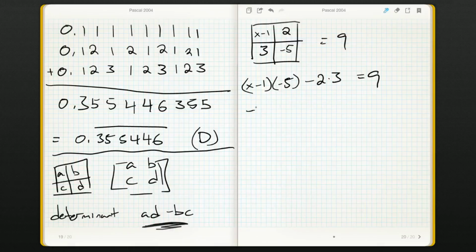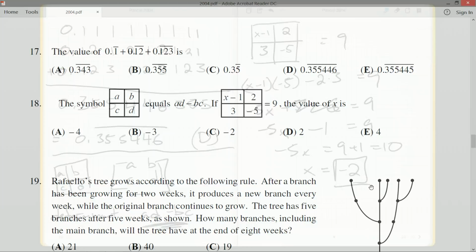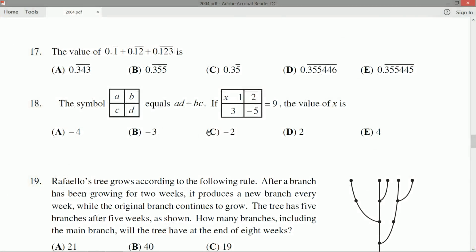So we're going to get negative 5x, and then minus 1 times minus 5, that's going to be plus 5. Minus 2 times 3, so that's minus 6, equals 9. The plus 5 and minus 6 can be replaced with minus 1. So negative 5x minus 1 equals 9. Bring the 1 over to the other side, 9 plus 1 is 10, and divide by negative 5 on both sides, and you'll get negative 2 as our answer. Is that one of the possibilities? Yeah, it's right there in the middle. It's C.